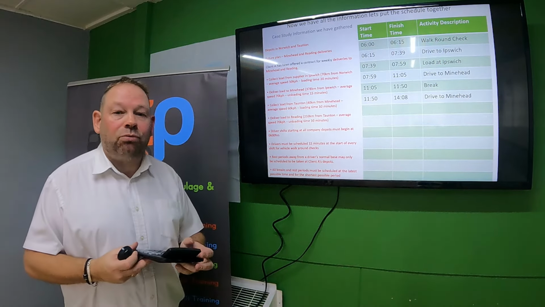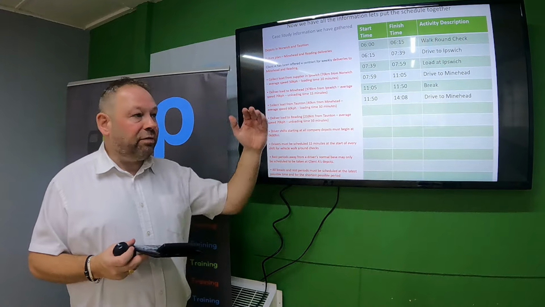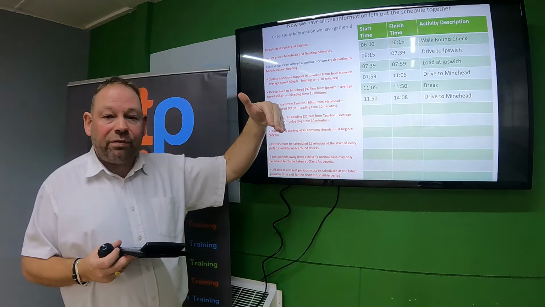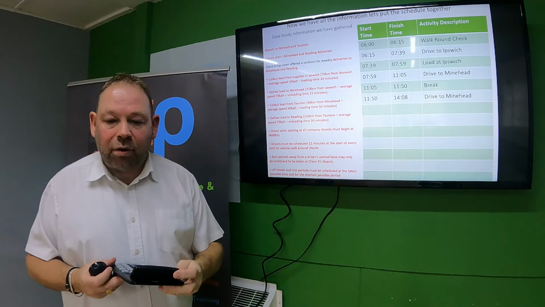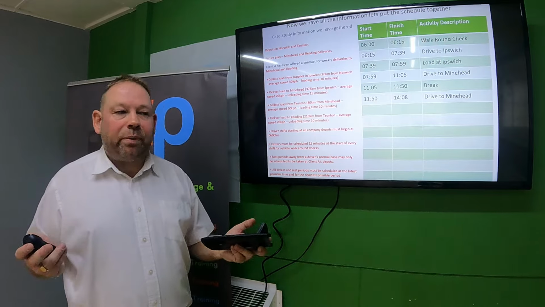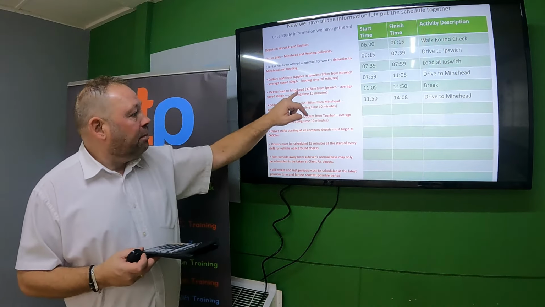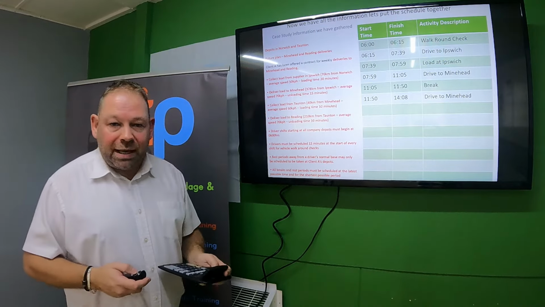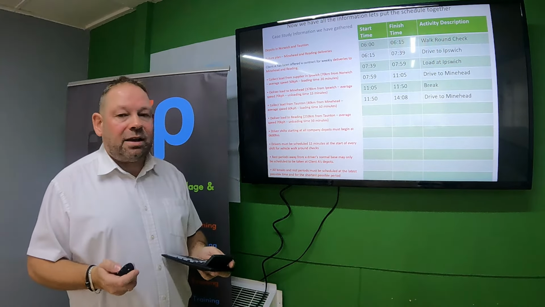So we've complied with all rules and regulations so far. We've not driven for more than 4.5 hours without taking a break. We've taken a break and we've concluded our driving and we've arrived in Minehead. Okay, cool. What do we do when we get to Minehead? Minehead, unloading 15 minutes. So that's going to be our next point on the schedule, isn't it?